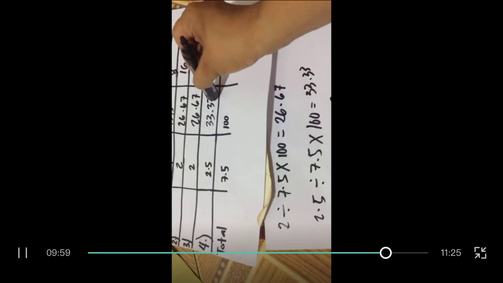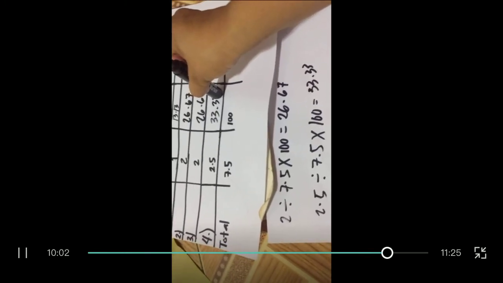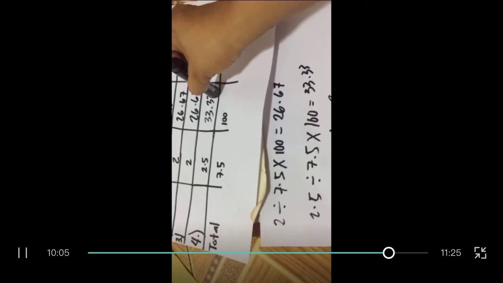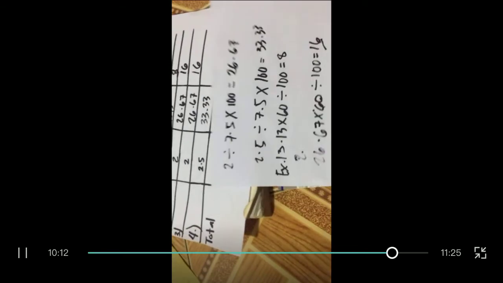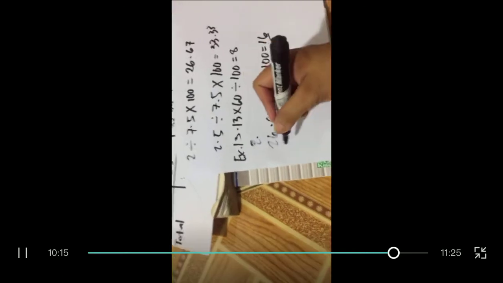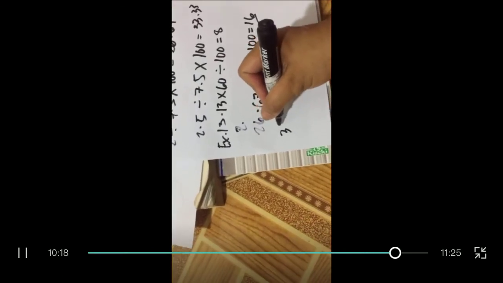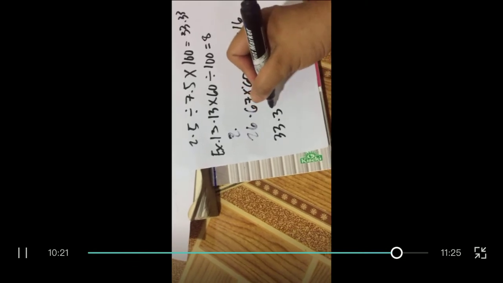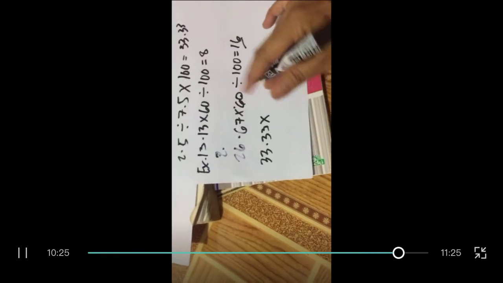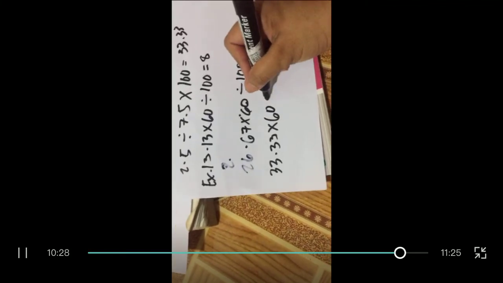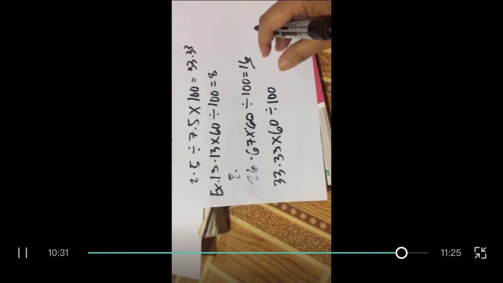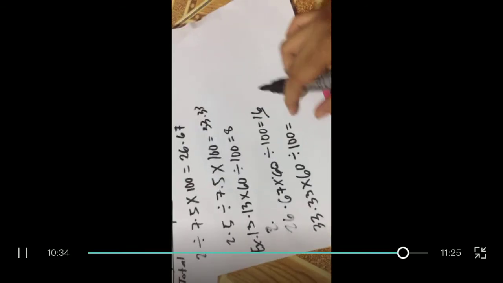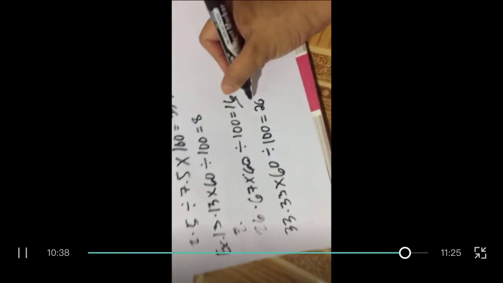In the percent of items, we have 33.33. So 33.33 times 60 divided by 100 equals 20. So our number of items is 20.